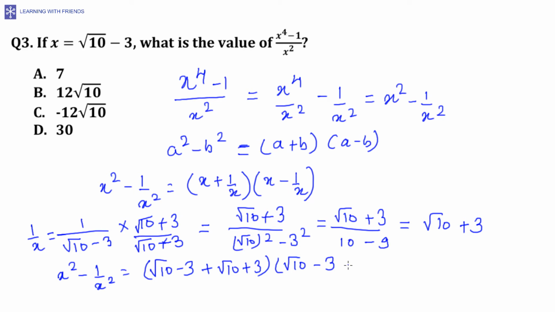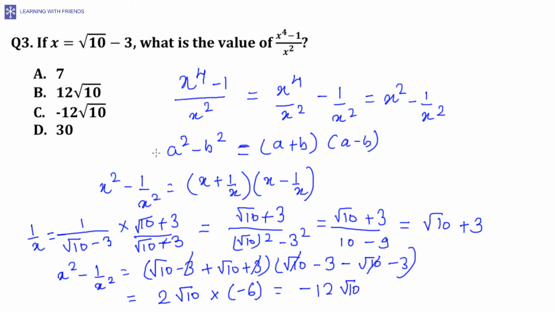So both the terms will be minus root 10 minus 3. So here in this term minus 3 plus 3 goes, in this term root 10 and root 10 goes. So this becomes 2 root 10 multiplied by minus 6, and this becomes minus 12 root 10. And that is our right answer, minus 12 root 10. So again, a straightforward question. Just bring your fraction into a form that you can factorize and then solve and get the right answer.